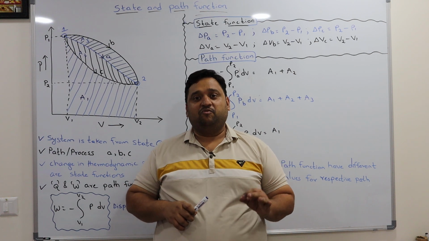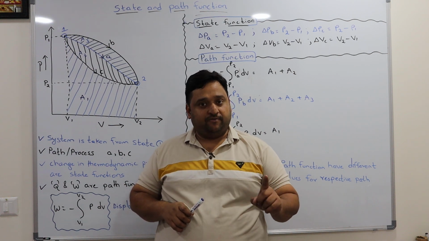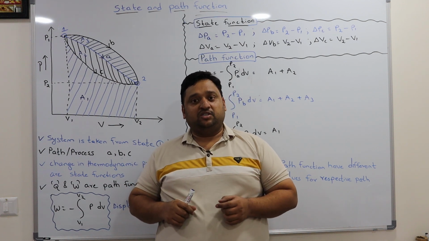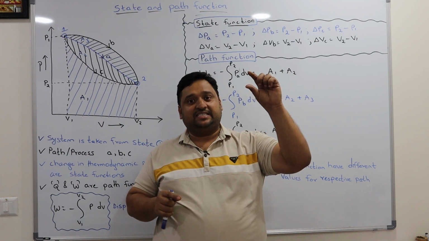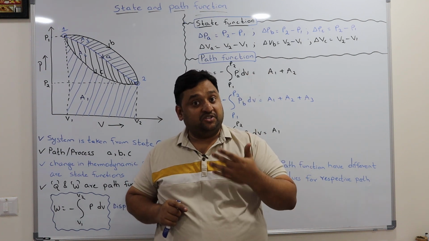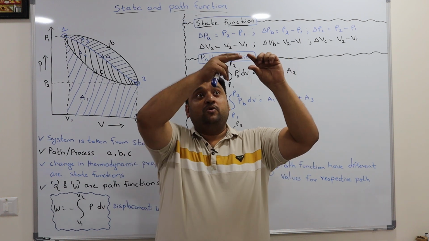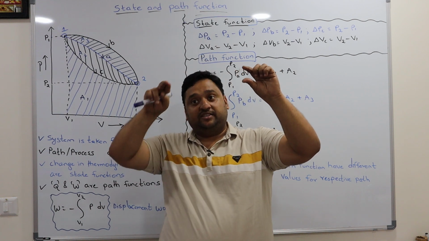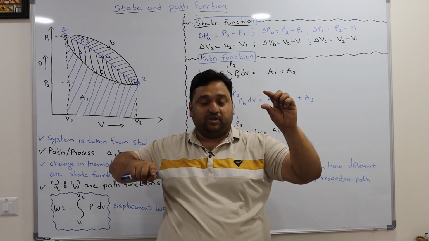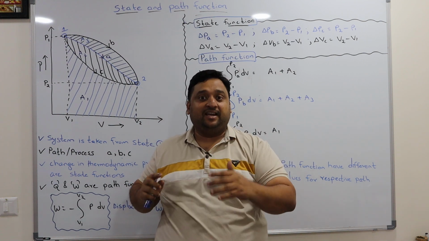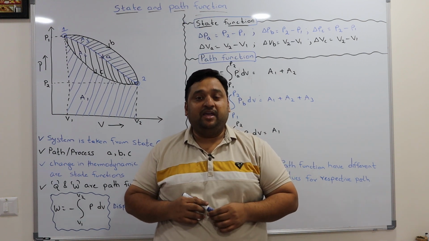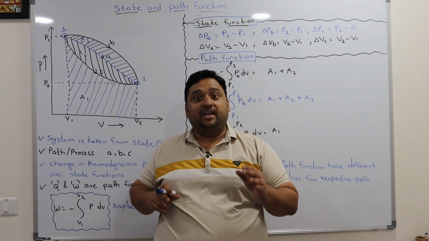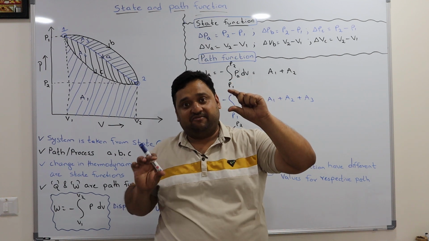In today's lecture, we are going to discuss state functions and path functions. State functions are those which depend only on the initial state and final state. Path functions are those which depend upon how the system has taken state 1 to state 2, whether they have taken this route or this route or this route. Depending upon the path it has taken, the value of the path function will be defined, whereas the state function, irrespective of the path, depends only on the initial state and final state.